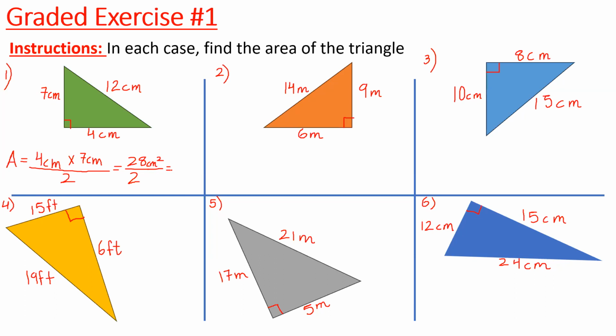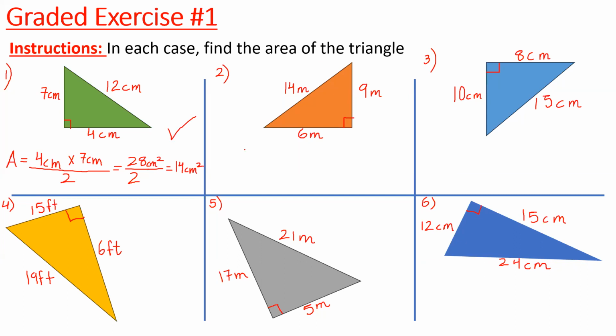How many persons got that? I got that. Very good. 14 centimeters squared. If you got it right, please put a tick. If you got it wrong, please correct it. All right, now number 2.